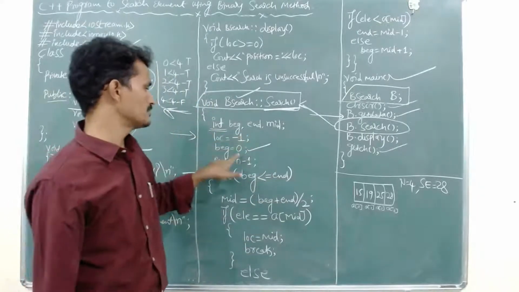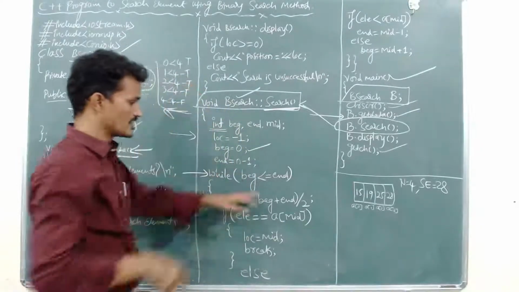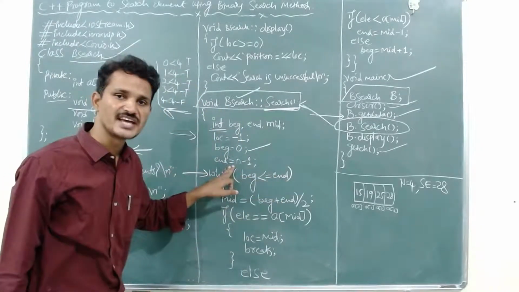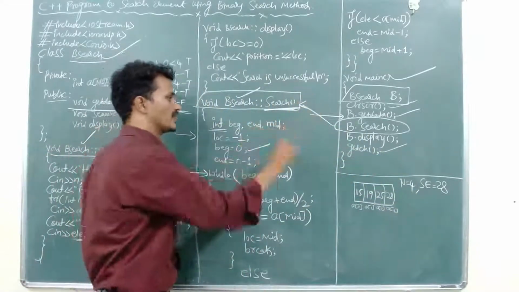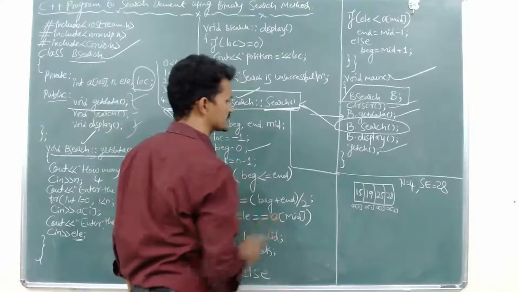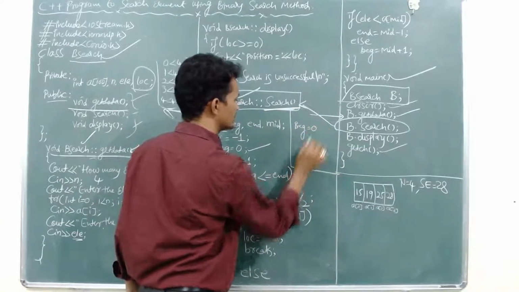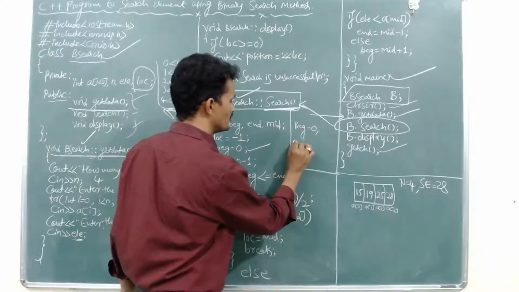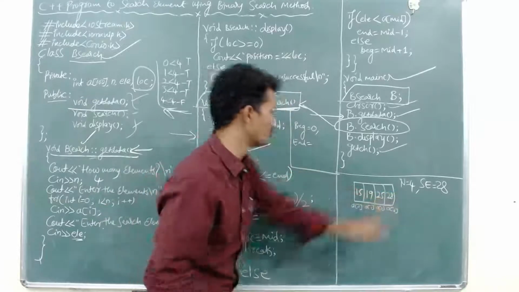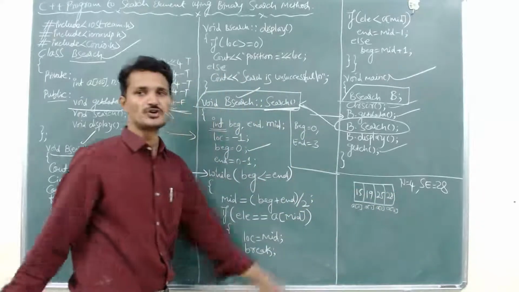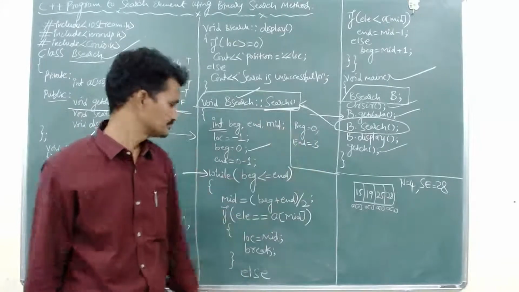What is the value of begin? Begin is 0. What is the value of end? End is equal to n-1. What is the value of n? 4. 4 minus 1 is 3. Let me write some values here. I'll make a space here. So begin equal to 0, and end is equal to n-1. N is 4, 4 minus 1 is 3. So we know the two values, 0 and 3. 0 is for begin, 3 is for end.